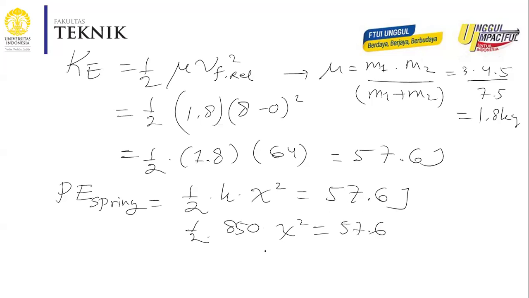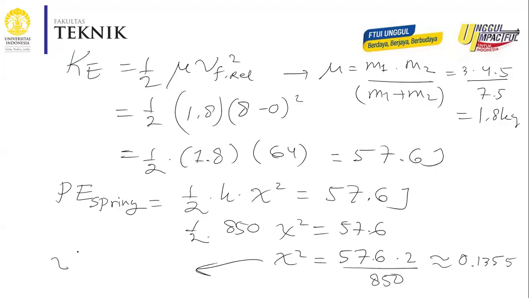Okay, so we can get x squared is equal to 57.6 times 2 divided by 850. This is equal to 0.1355. It means that the displacement, or the compression of the spring, is relatively close to 0.368 meters. This one is the compression of the spring.